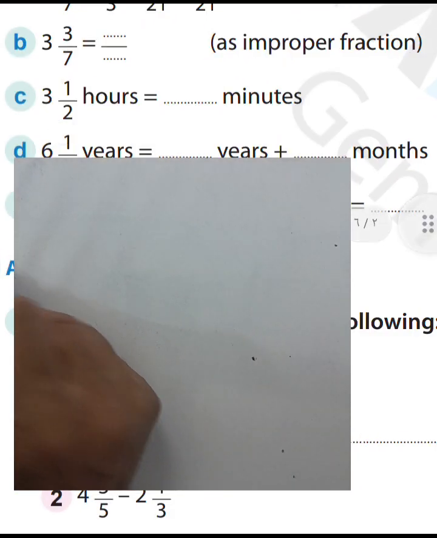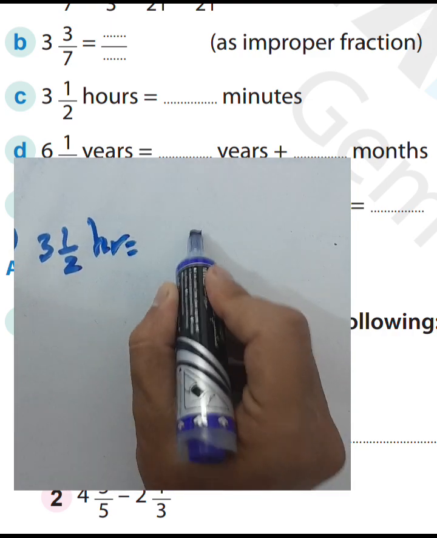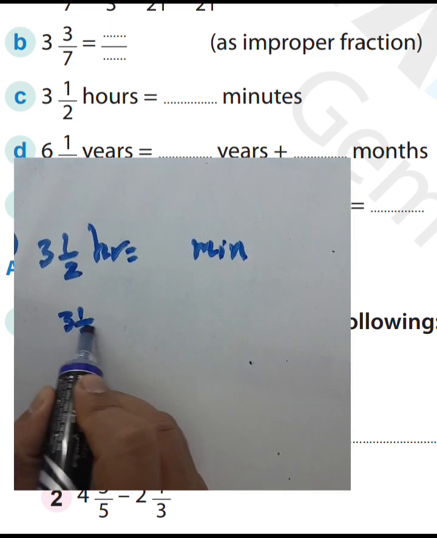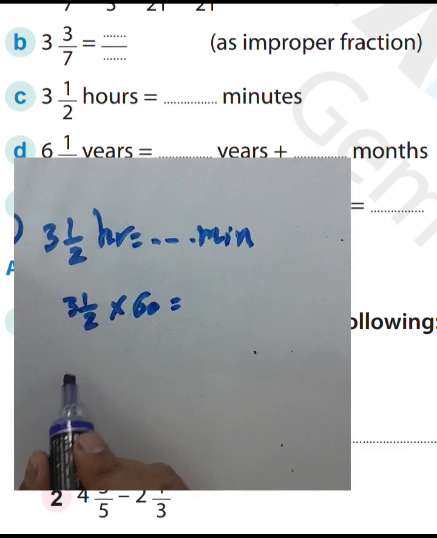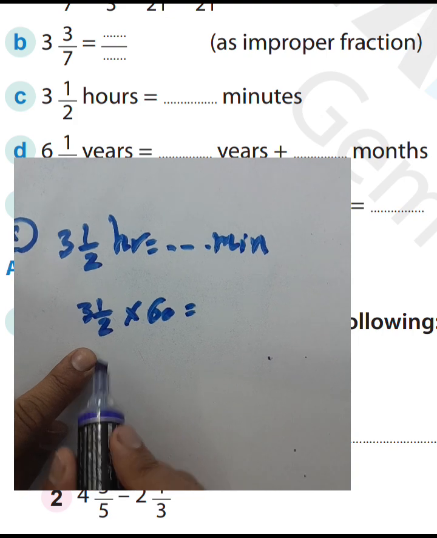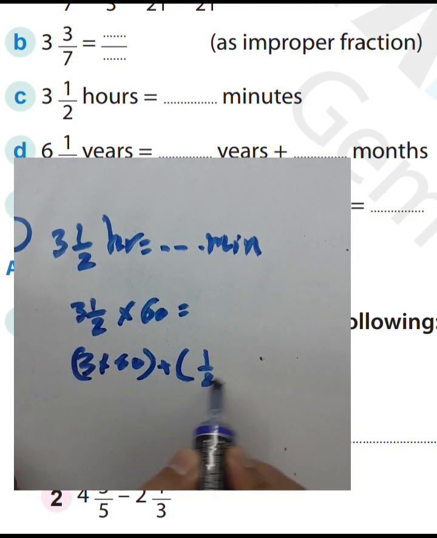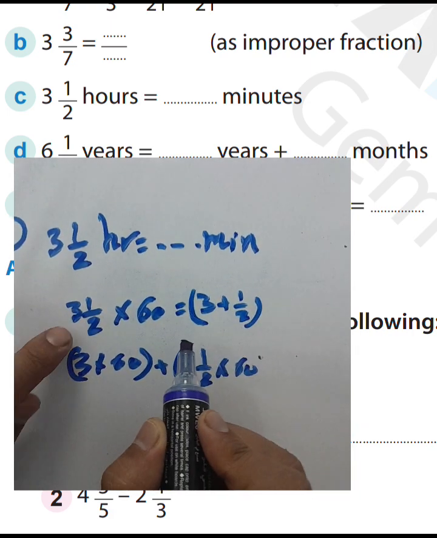Letter C. 3.5 hours convert to minutes. From hours to minutes, multiply by 60. 3.5 multiplied by 60, because 1 hour equals 60 minutes. 3.5, you can write 3 multiplied by 60 plus half multiplied by 60, because 3 plus 1 over 2 equals 3.5, multiplied by 60.